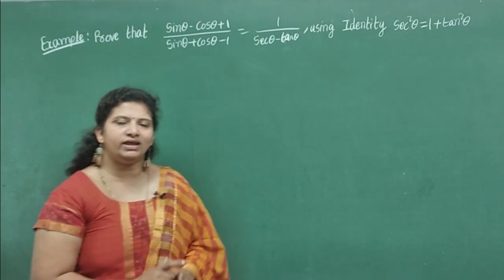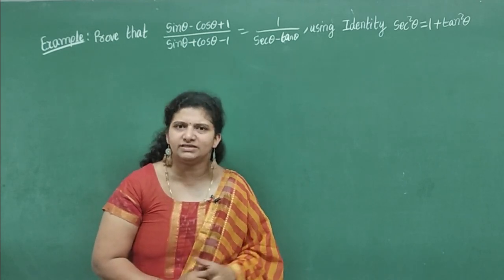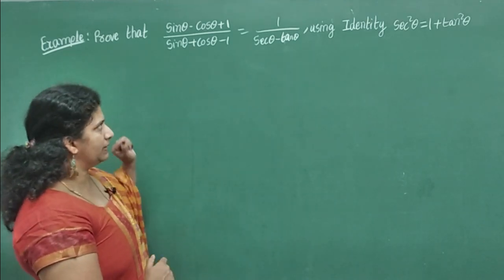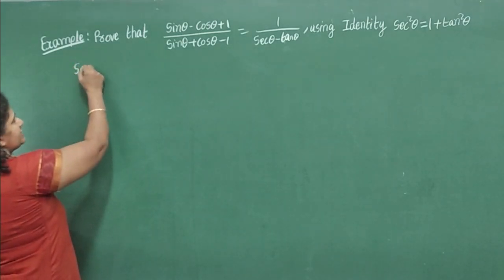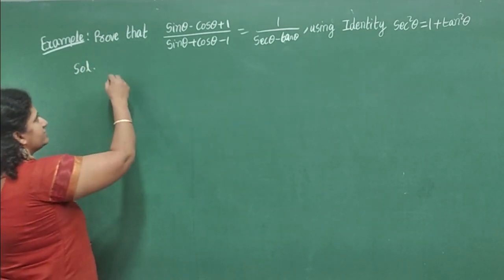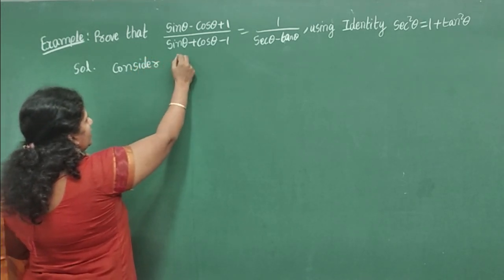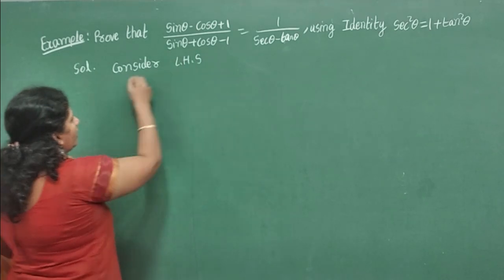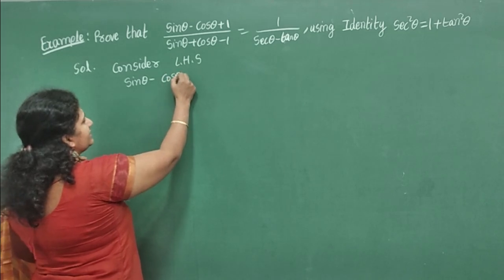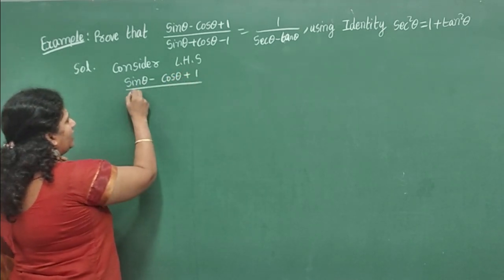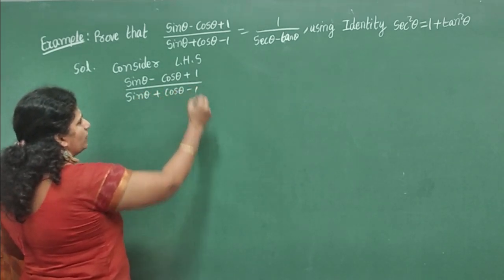See children, this problem we can do in 2 or 3 ways. So today I am going to explain this problem in a very easy way. So first observe here, how can I proceed with the problem? First, we are going to start the solution with the given data by considering the LHS. Consider the left hand side. What do you have on the left hand side? (sin theta - cos theta + 1)/(sin theta + cos theta - 1).